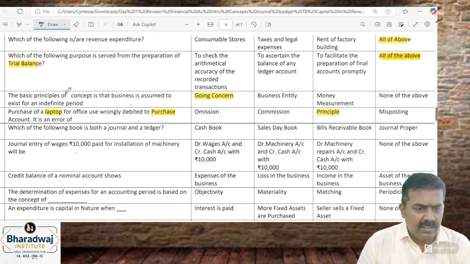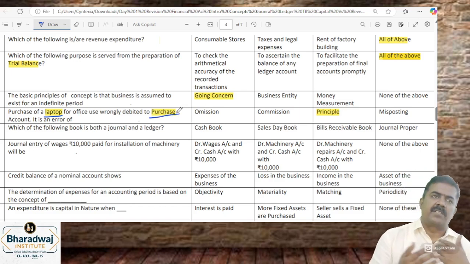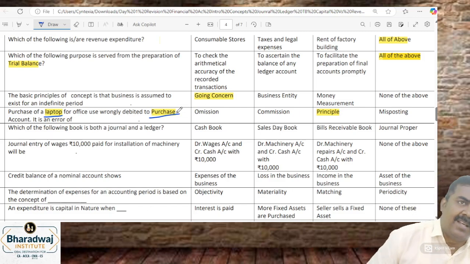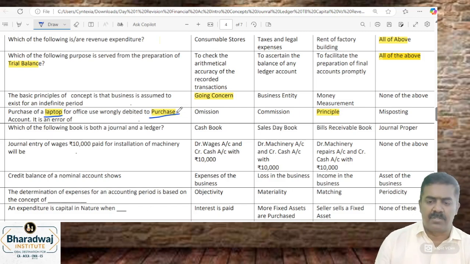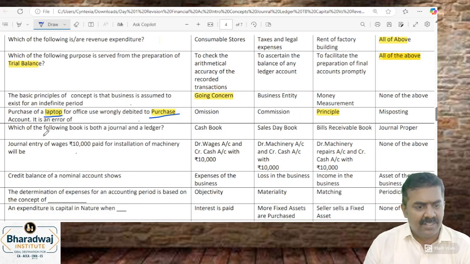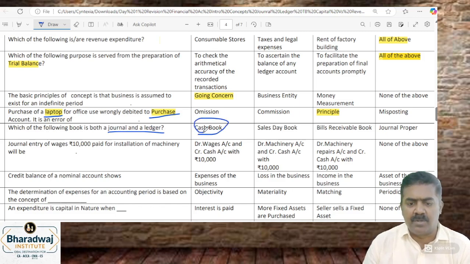Clear. Laptop is a real account. Purchase is a nominal account. When you interchange personal, real, nominal accounts, it is called which one? Error of principle. We'll learn about this tomorrow, next session. Which one is both journal as well as a ledger? Cash book. It is a subsidiary book as well as a ledger.